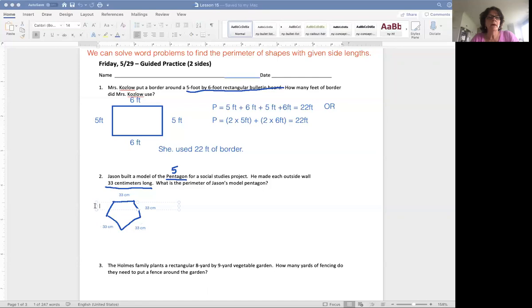And now I'm thinking about what number sentence I can write to find the perimeter of that shape. Well, as I go around it, I would add 33 plus 33 plus 33 plus 33 plus 33. So my number sentence would be P equals 33, and let's dress up our numbers, centimeters, plus, and you're going to do that 5 times for the 5 sides. So go ahead and write your number sentence.